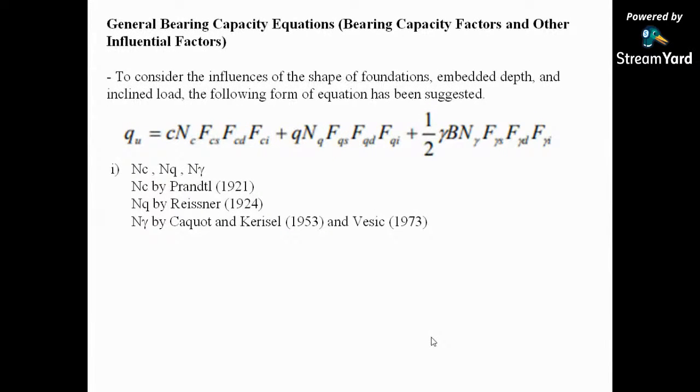All the factors you have to calculate. So here QU equals C NC FCS FCD FCI plus Q NQ FQS FQD FQI plus half gamma B N gamma F gamma S F gamma D F gamma I, where the factors are given by different scientists. NC was given by Prandtl 1921, NQ by Reissner 1924, and N gamma by Caquot and Kerisel 1953 and Vesic 1973. The last was given by Vesic, so we need to consider that.